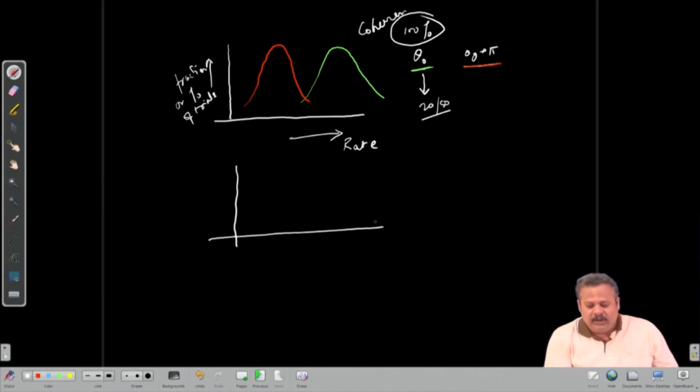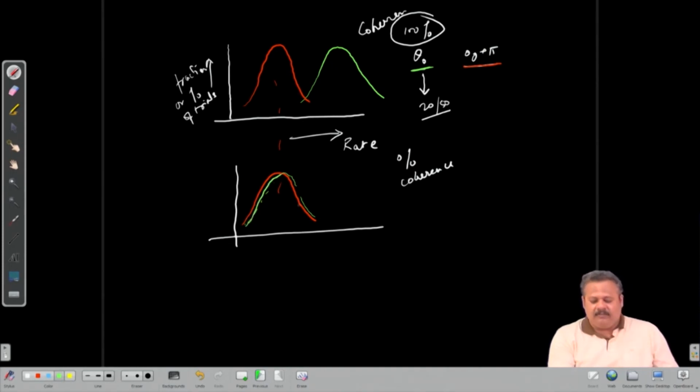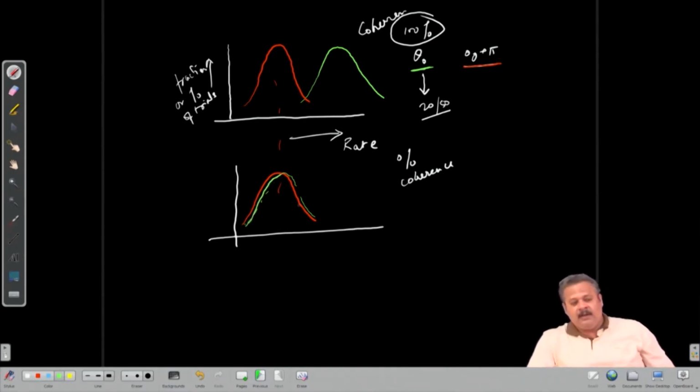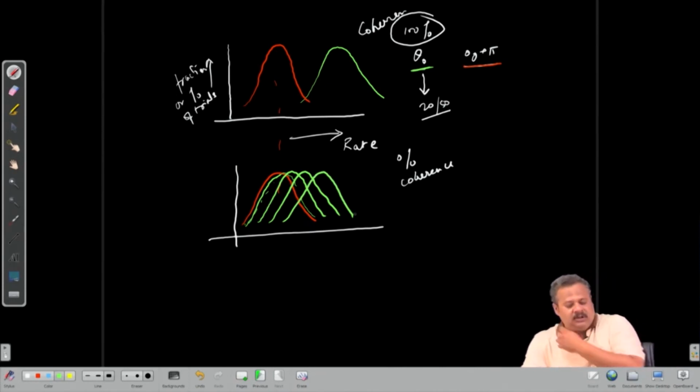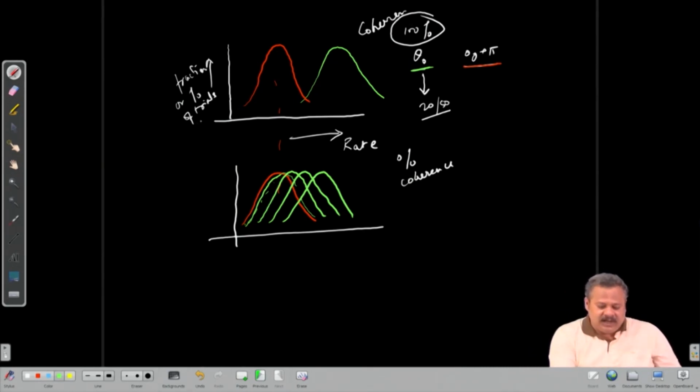Similarly, as we go to 0% coherence, we will have response distributions. The red one would be similar, and in this case the green one would also be basically the same. I am not overlapping them, but they are basically going to be the same, because there is no apparent direction of motion. And for the other coherences, we will have intermediate sorts of overlaps until the two get fully separated, or at least largely separated. So, this is the same axis here, and this is again the same rate axis.